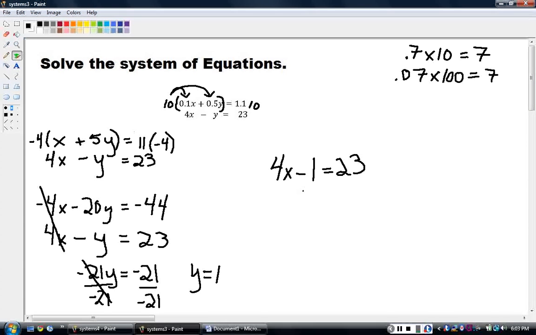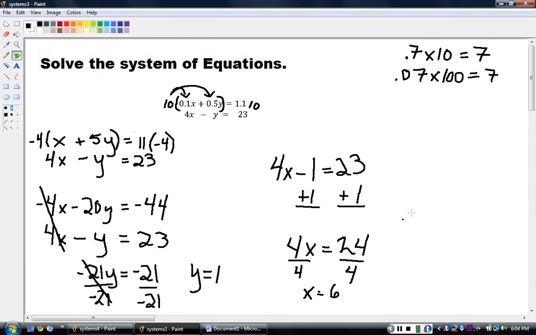You've done enough of these now. Hopefully it's getting a little bit easier for you. Add 1 to both sides. We've done a lot of these solving linear equations. You get 4x equals 24. And I'm going to divide both sides by 4 to get my answer for x. That should be 6. So the solution is x equals 6, y equals 1, and I'm done.